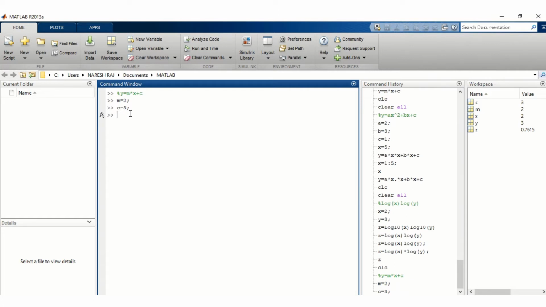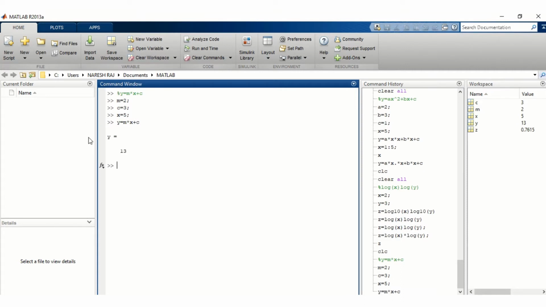Then we have to assume the value of x. Let's assume x is equal to 5. When x has only one element, we can multiply with the ordinary multiplication sign. To solve this equation, we write y equals m into x plus c. See, this is the solution of this equation: y equals 13.